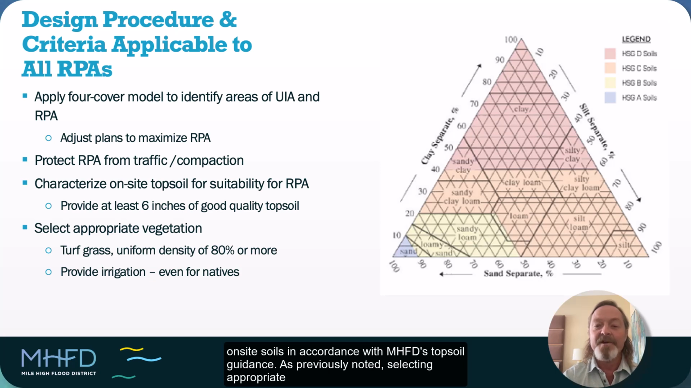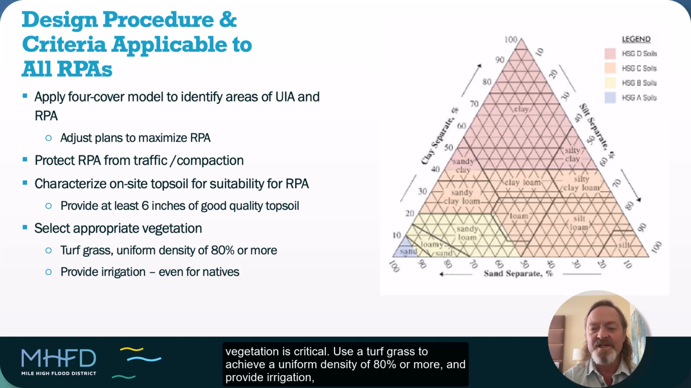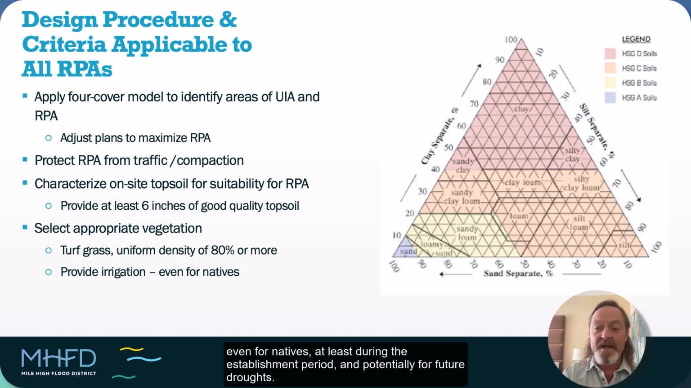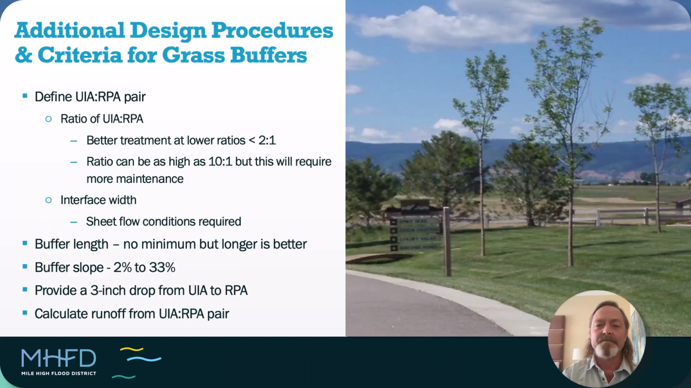As previously noted, selecting appropriate vegetation is critical. Use a turf grass to achieve a uniform density of 80% or more, and provide irrigation, even for natives, at least during the establishment period, and potentially for future droughts.